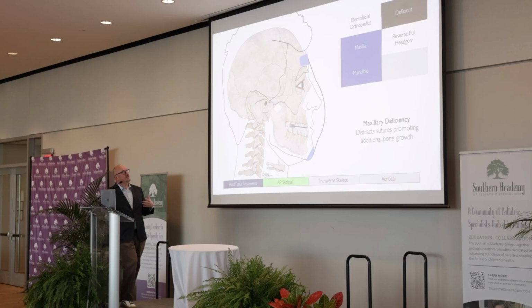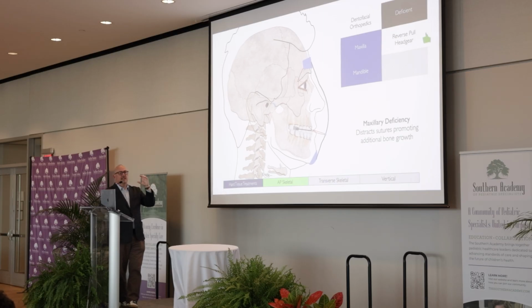So how do we treat these things? This is the orthopedic part of being an orthodontist. If I want to try and get the maxilla to grow forward, we use something called a reverse pull headgear. Here the traction is based on the front of the head or the front of the face. The child wears this at night when they're sleeping, and what I'm doing is distracting those maxillary sutures and trying to increase the volume of bone that I have.